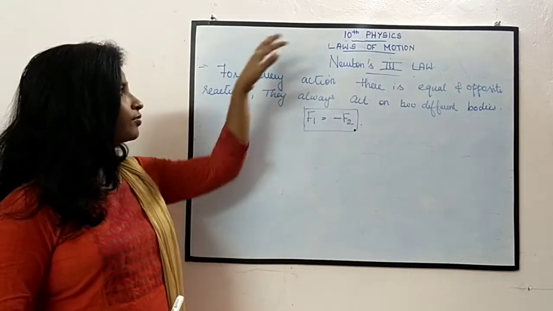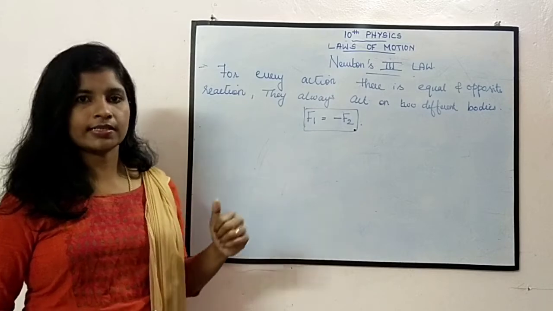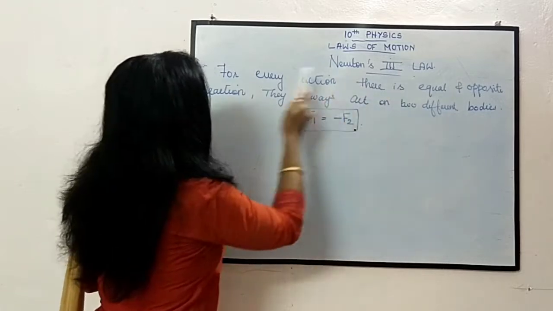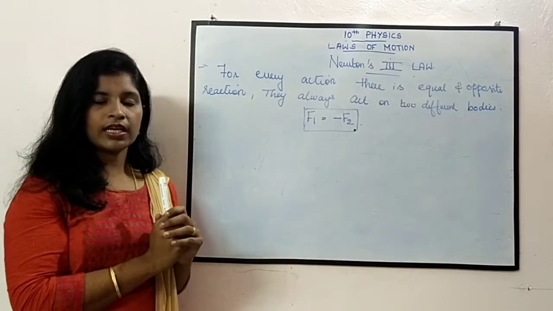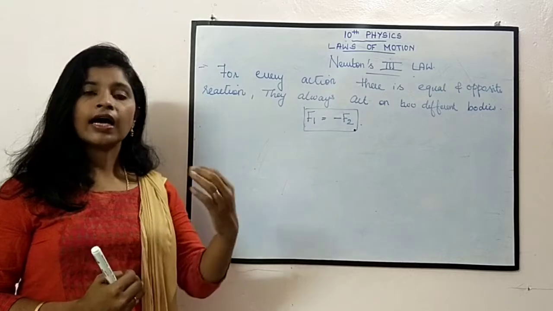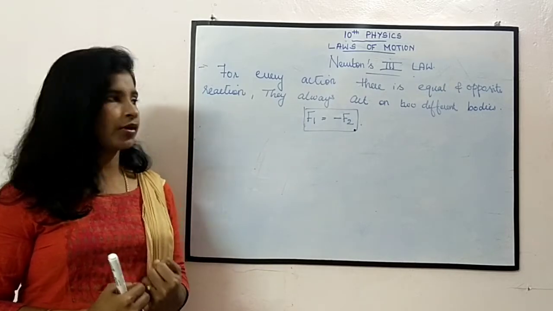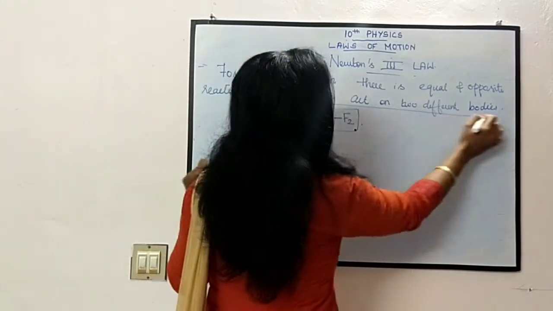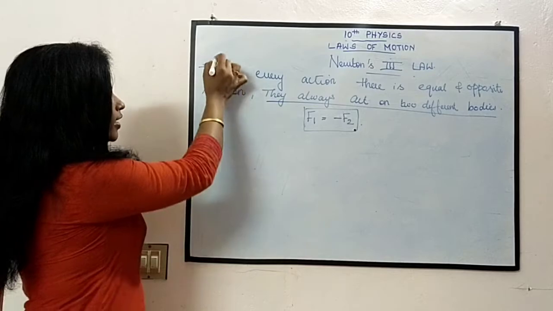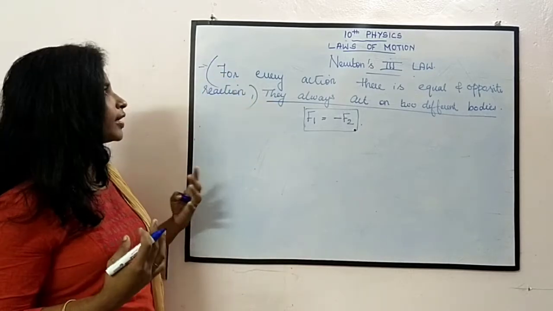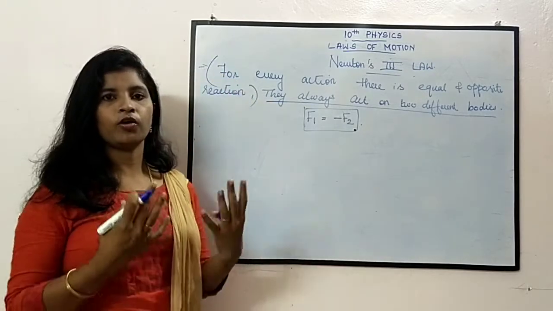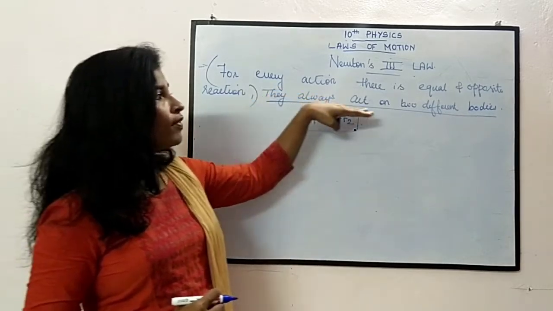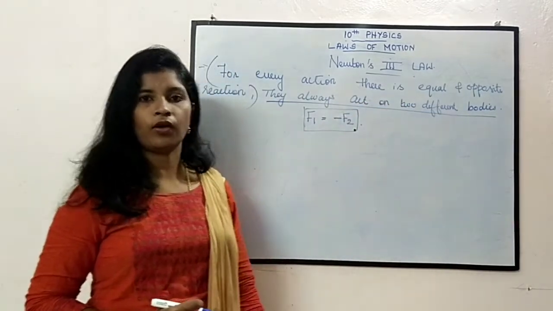So I will explain according to what Newton said. He says that for every action there is an equal and opposite reaction. Understood? Whatever action we do, there will definitely be a reaction. They always act on two different bodies. This is also a very important point. We usually study only up to the equal and opposite reaction, but we have to think of the next point: they always act on two different bodies.